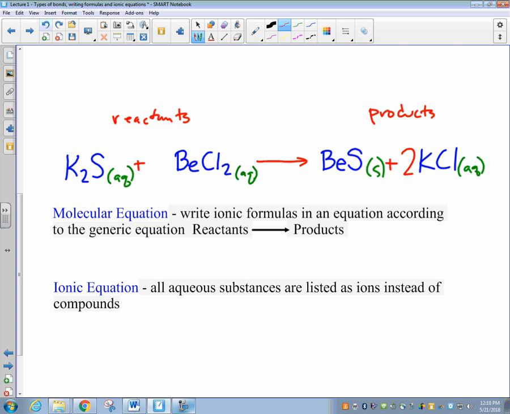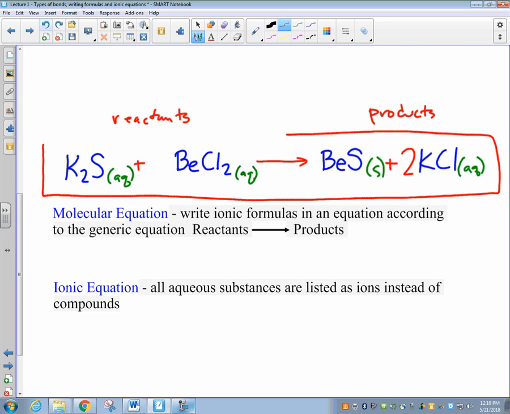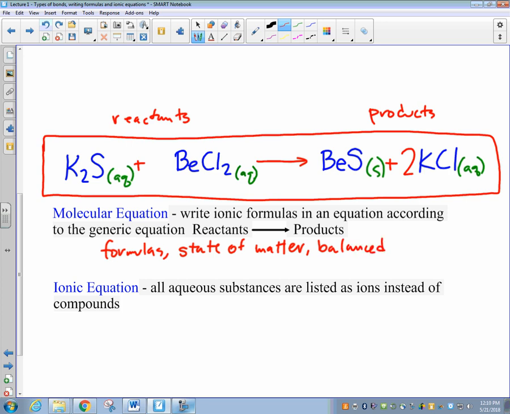And what we have written right here is at this point what we refer to as a complete molecular equation. That molecular equation has the ionic formulas written in addition to the formulas being written. We also have given the state of matter. And last but not least, we also have balanced our equation to make sure we're upholding the law of conservation of matter. So, we've got a molecular equation written down.